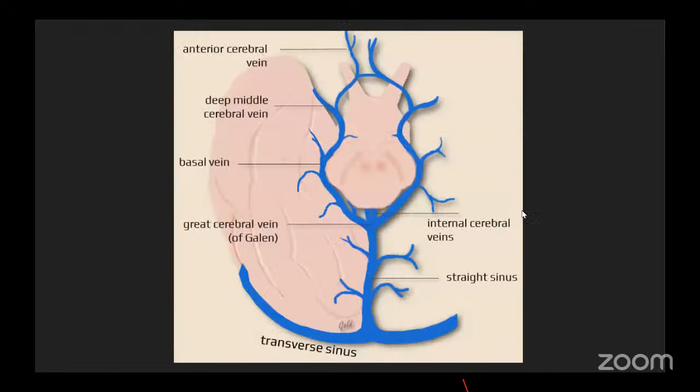Dr. Nikat, I think you are drawing on my screen. I have no idea why.